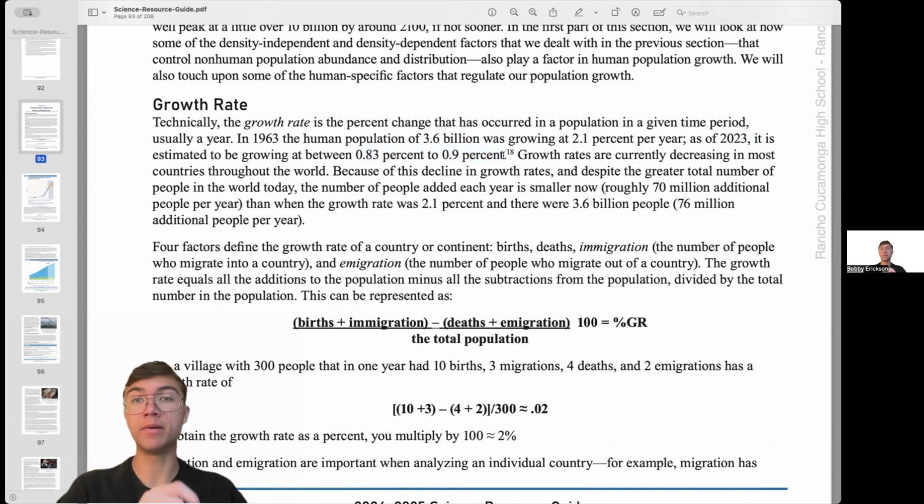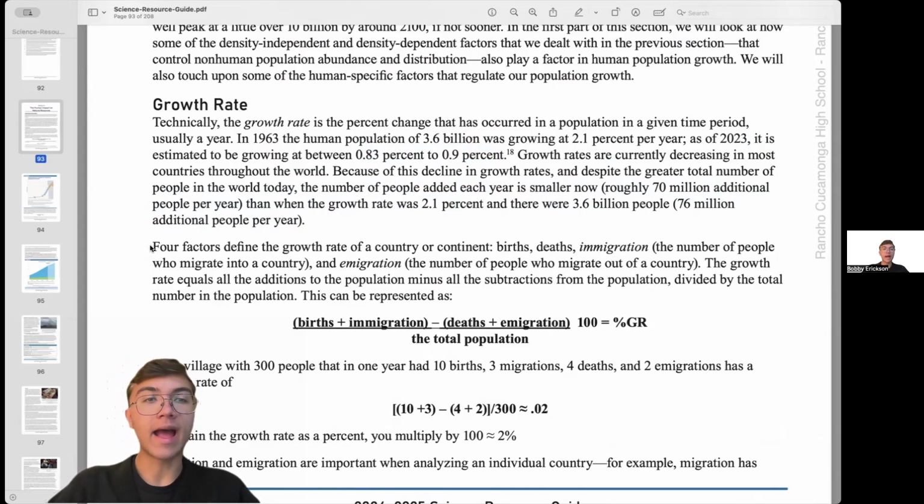Out of our 8 billion. But when there was only 3.6 billion with a rate of 2.1%, we were adding 76 million. So as we can see, our growth rate is numerically lower, and so is our percentage, even though we have a greater population, because growth rate is based on the population of that year.